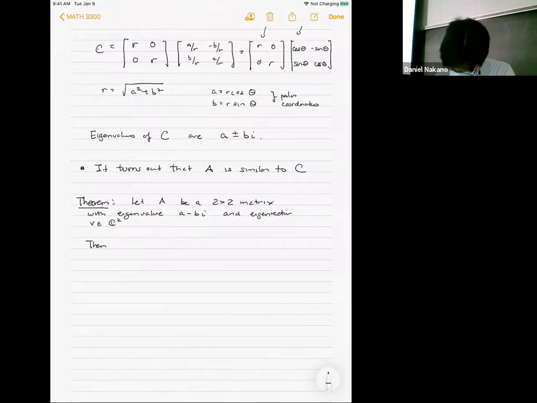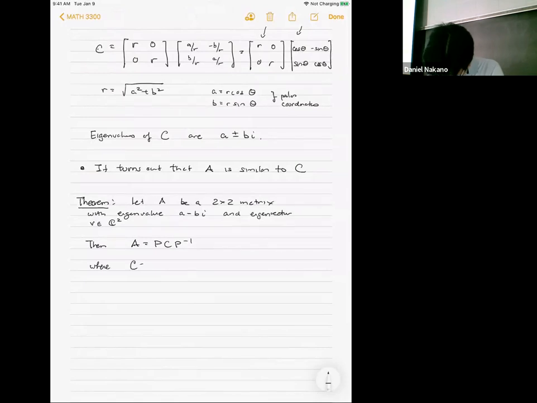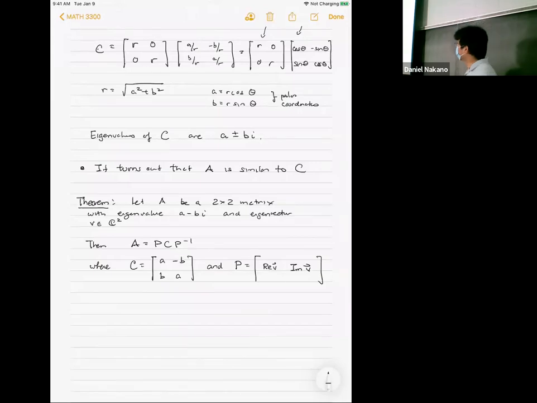So then A is similar to C. So A equals P C P inverse. Now P is not going to consist of eigenvectors because C is not a diagonal matrix. C is a rotational matrix with scaling, so it's something which appeared in example 2, and the way you can find P is you take the real part of the vector V and then you take the imaginary part of the vector V. I'll show you how to do that in this example.